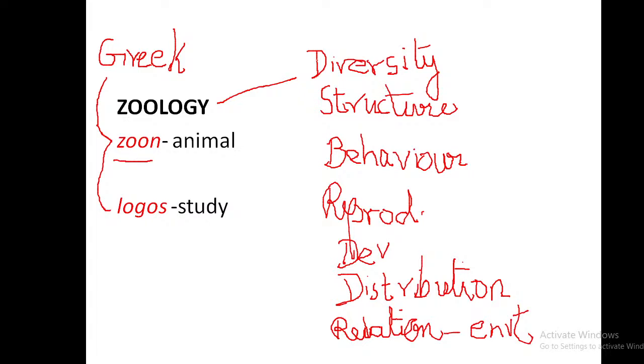Zoology is simply the study of animals itself, but more specifically we study the diversity of animals, structure of animals, behavior of animals, reproduction of animals, development of animals, distribution of animals and the relation of these animals with the environment. That is known as zoology. And zoology has a lot of subdivisions.